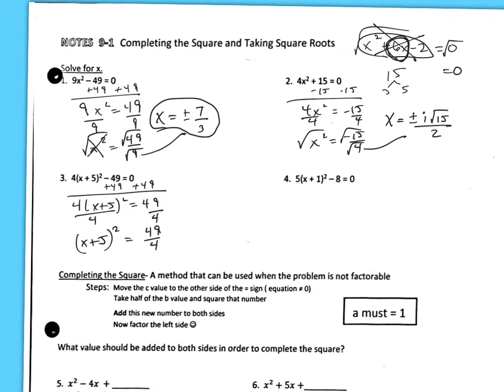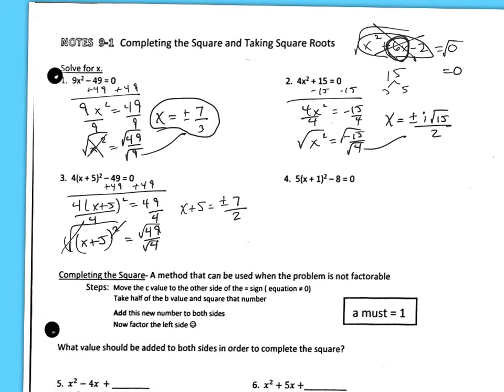We know how to take the square root of this. So we're going to take the square root of both sides. On this left-hand side, you get just what's underneath it. Square root and square are inverses. They undo each other. So we get x plus 5. On the right-hand side, that's where the plus or minus goes. Square root of 49 is 7. Square root of 4 is 2.